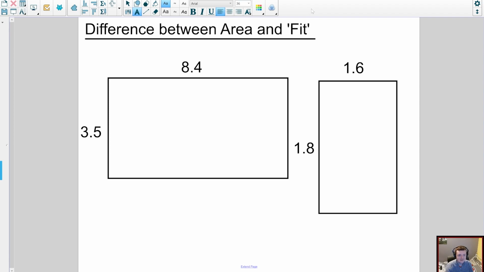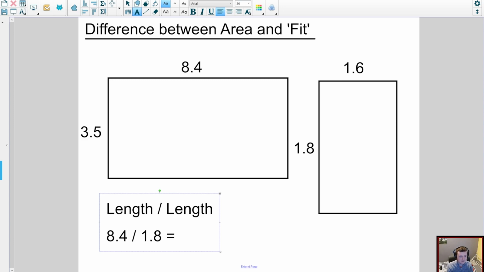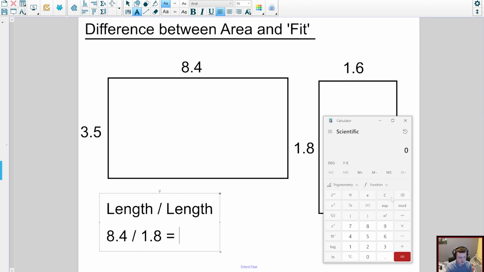Okay, so what we're going to say is, firstly, decide which way you want to measure it. The question may say that you can rotate the solar panel. Great. We assume that we probably can because we're going to have to do a few different bits of maths. So let's say this is the length. What is the length of this panel? Well, the length is the longest one, so it's going to be 1.8. So let's start with length divided by length. So we've got 8.4 divided by 1.8.